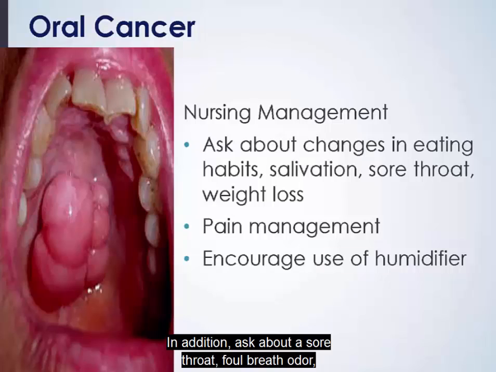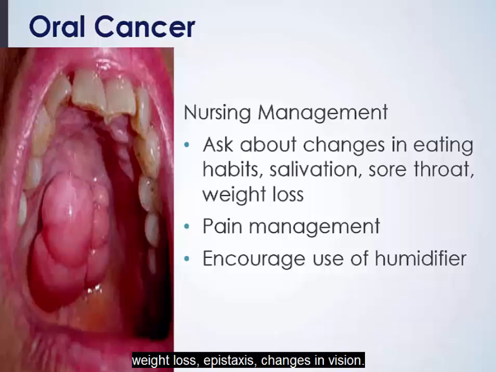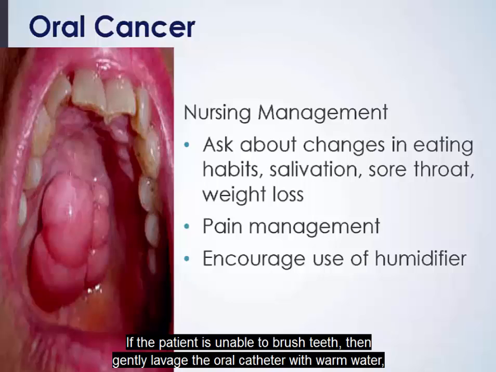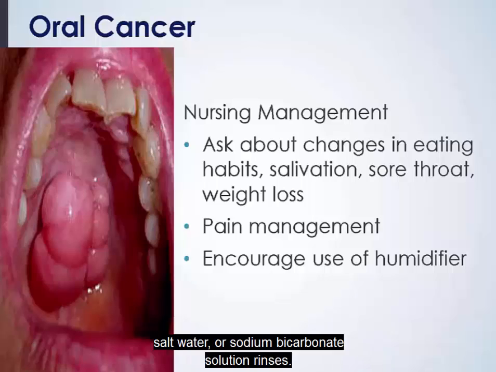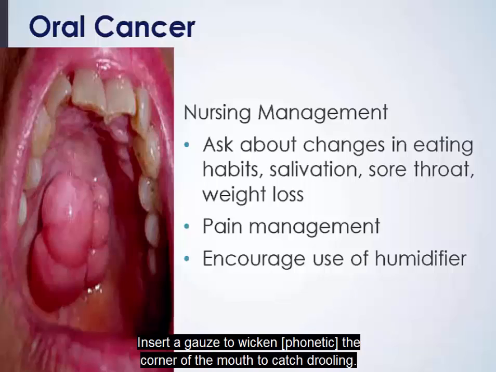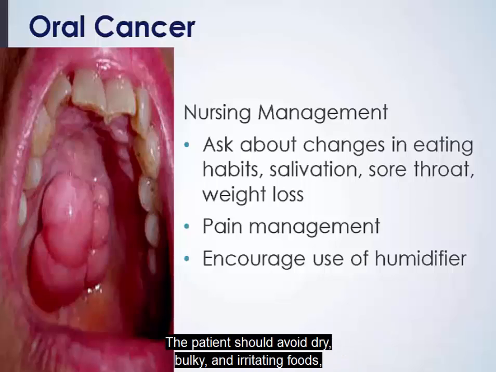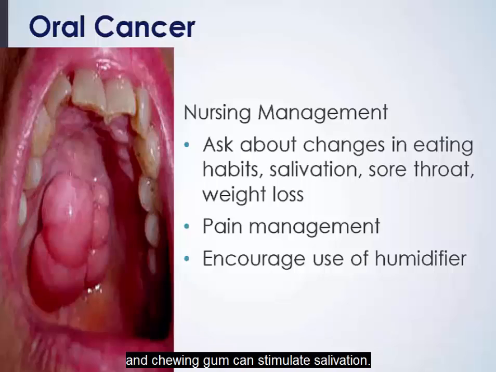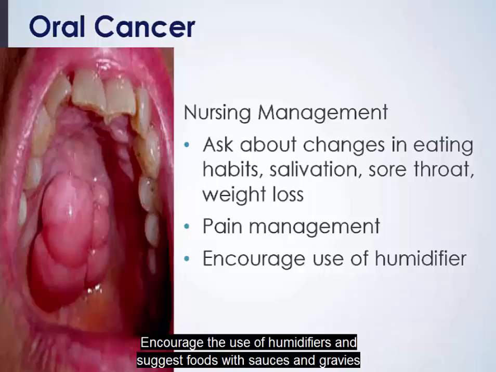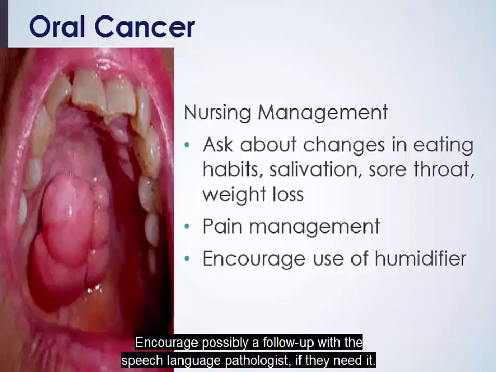In addition, ask about a sore throat, foul breath odor, weight loss, epistaxis, changes in vision. If the patient is unable to brush teeth, then gently lavage the oral cavity with warm water, salt water, or sodium bicarbonate solution rinses. Insert a gauze wick in the corner of the mouth to catch drooling. Carefully suction secretions. If a patient has decreased salivation, then encourage intake of fluids. Patients should avoid dry, bulky, and irritating foods, and chewing gum can stimulate salivation. Encourage the use of humidifiers, and suggest foods with sauces and gravies to make them moist and easier to swallow. Encourage possibly a follow-up with the speech-language pathologist if they need it.